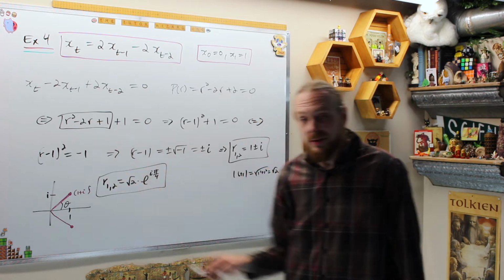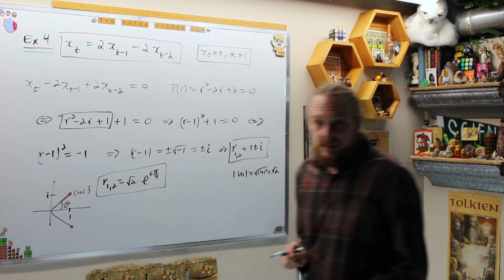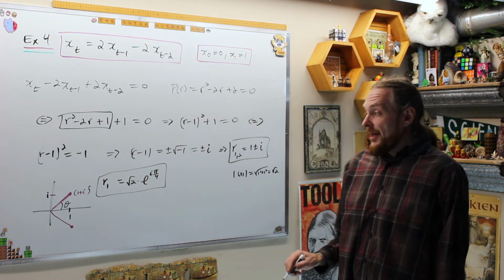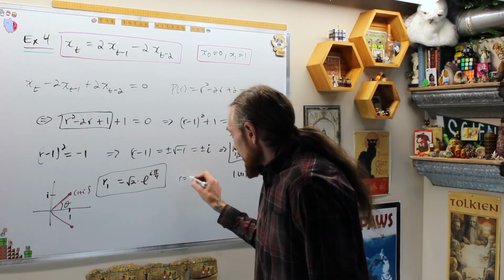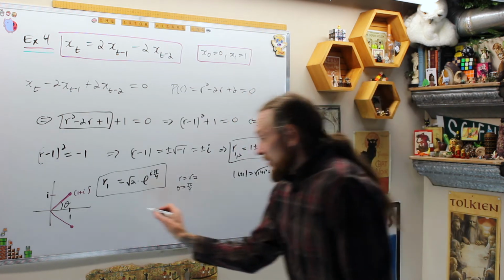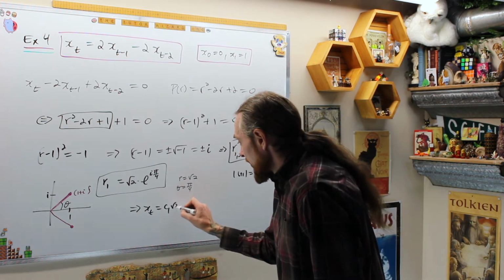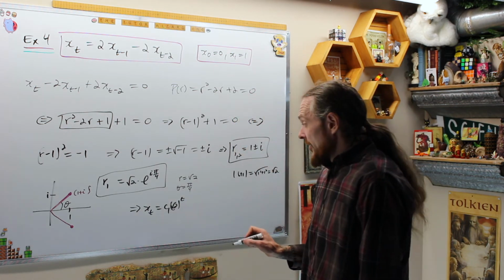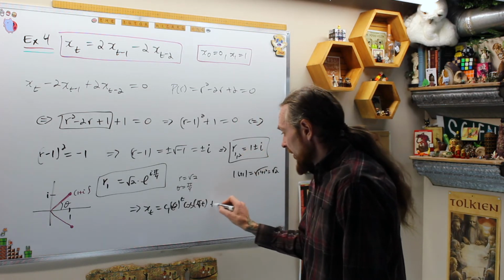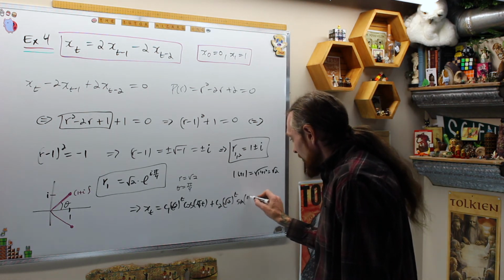This is now, long story short, the polar form of the complex numbers. This should be plus or minus, but okay. What are we going to do with that? All I need is one of them. And this tells us that our r is root 2 and our theta is pi over 4. So our general solution is going to be x_t equals c1 root 2 to the t cos of pi over 4 t plus c2 root 2 to the t sine pi over 4 t.